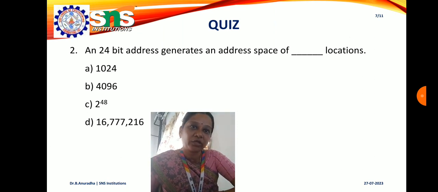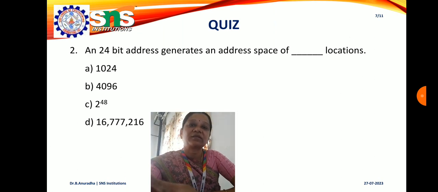Suppose I have a 24-bit address, what will be the number of addresses generated in this address space, whether it is 1024, or 4096, or 2 power 48, or 16,777,216? As you know, memory will be addressed in terms of powers of 2. So 2 power 24, the answer will be D, 16,777,216.